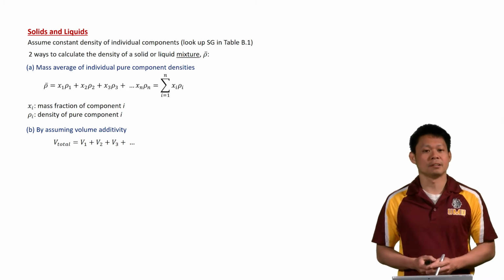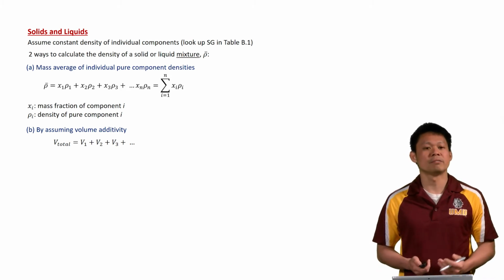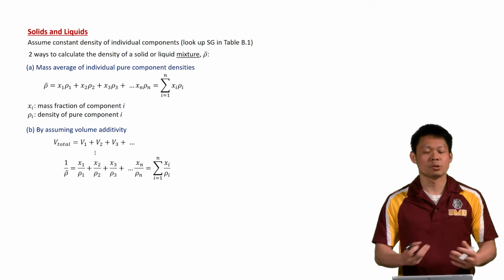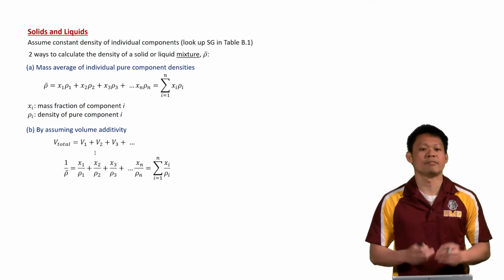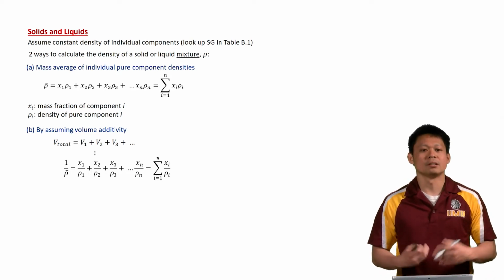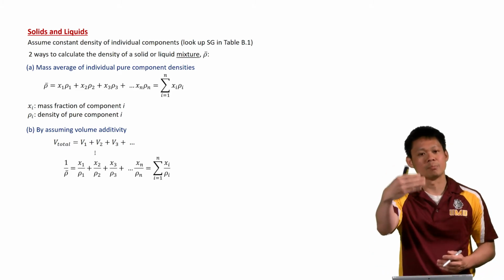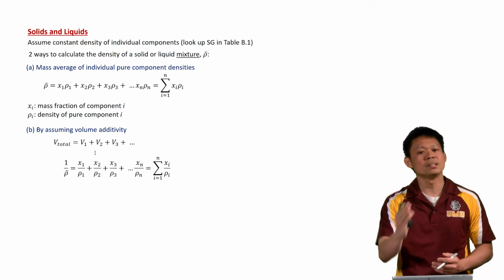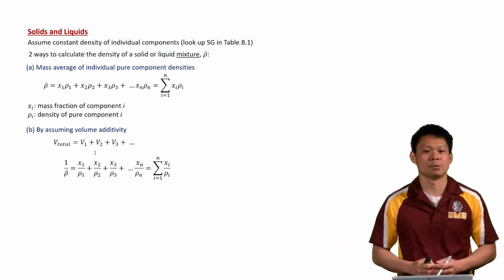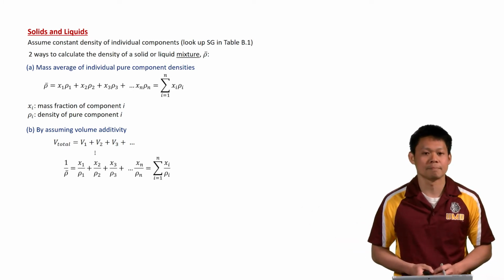If we assume volume additivity applies, you can do the math and show that this is how you can come up with the average density of your mixture. The reciprocal of your average density is the sum of the mass fraction of each component divided by the density of that component. Sum them all up, and that gives you the reciprocal of your average density.